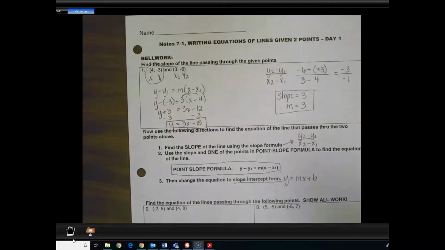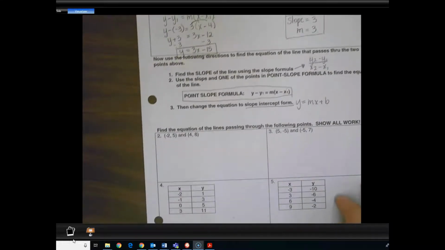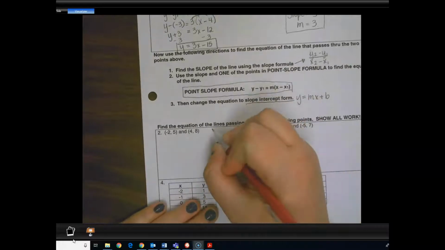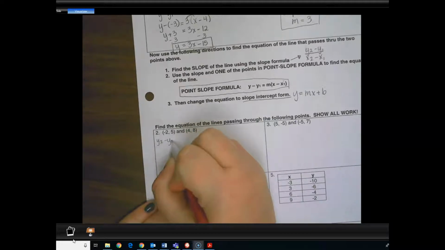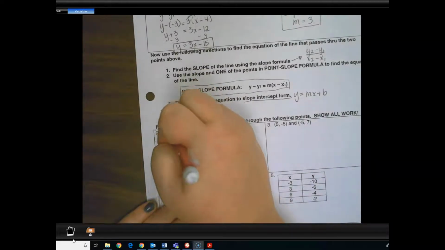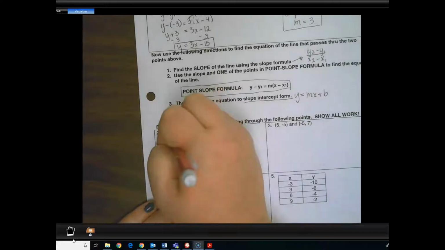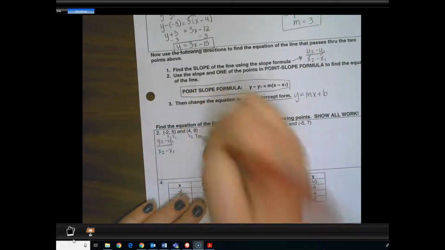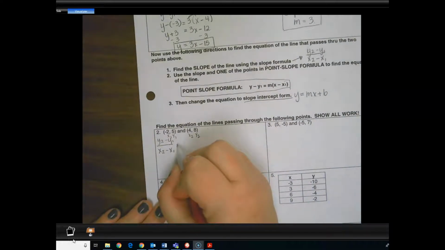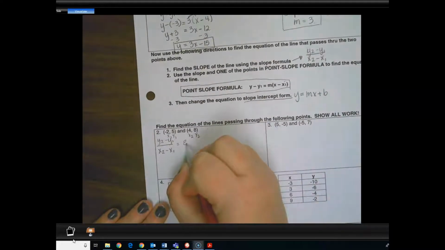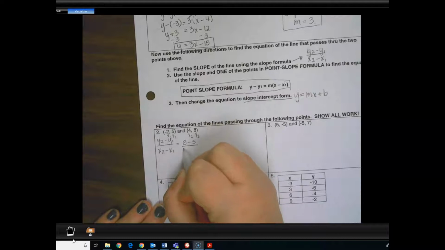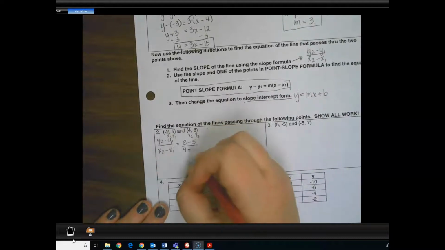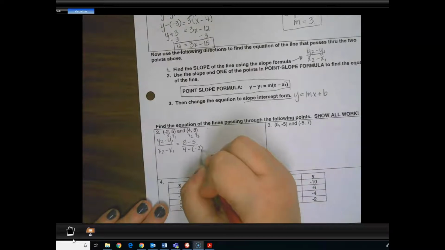Okay, so let's do another one. Let's look at number 2. Our first step is to find our slope. So we're going to do y2 minus y1 over x2 minus x1. So x and y, these are my 1s, these are my 2s. I'm going to plug that in. My y2 was 8 minus my y1, which is 5, x2, which is 4, minus my x1, which is -2, so put it in parentheses.